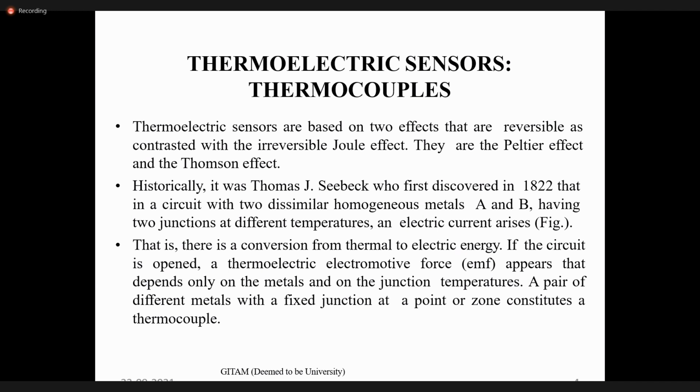If the circuit is open, a thermoelectric electromotive force, EMF, appears that depends only on the metals and on the junction temperatures. A pair of different metals with a fixed junction at a point or zone constitutes a thermocouple. So here we have to use two different metals and two different temperatures at the two junctions. The produced EMF depends only on the metals and the temperatures.